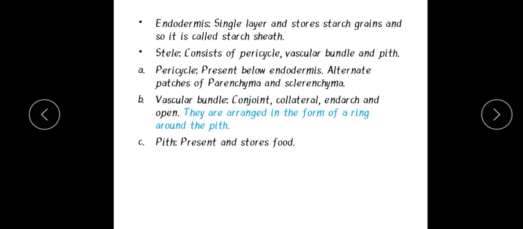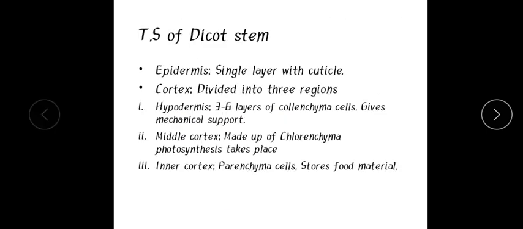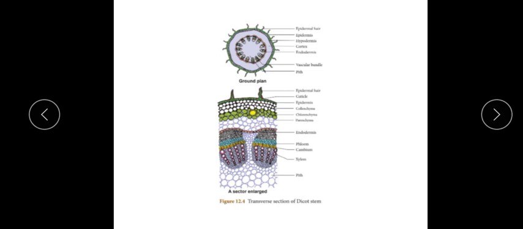The next layer is the stele, just below the endodermis. Here again you have the stele which will have 3 layers: the pericycle, the vascular bundle and the third layer, the pith. Pericycle is of course a single layer just below the endodermis, and it is made up of alternate layers of parenchyma and sclerenchyma. What can be its function?